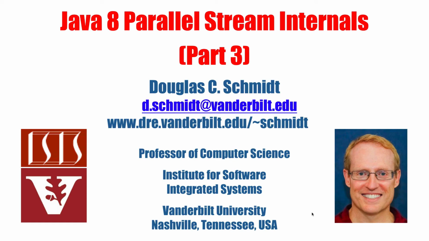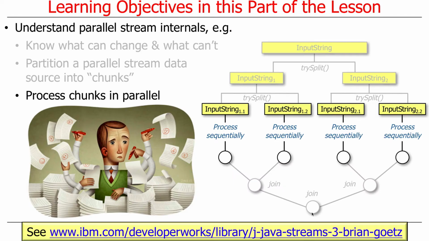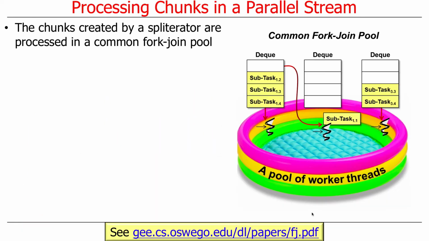So what we're going to talk about now is the next part of the internals discussion, and this will deal with how to process chunks in parallel. And that, of course, is what's going to involve the parallel stream. So we've already talked about how to split things up. Now we've got things into chunks, and now we're going to run those chunks in parallel.